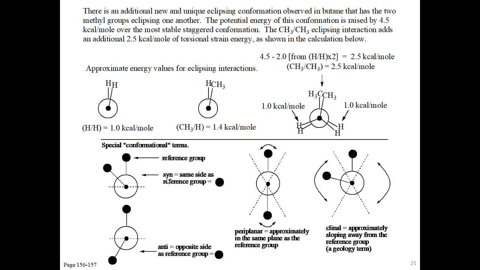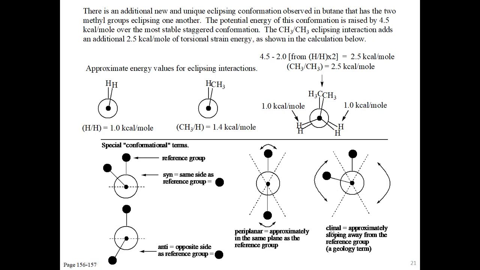So these are terms: sin on the same side, anti on opposite sides. Now another thing that we look at is how close they are to planar. If they're both within this little X region right here, vertical up and down, we call that periplanar. And if we rotate this group down to the middle region, off to the side, could be 90 degrees or something close to that, we call that clinal.